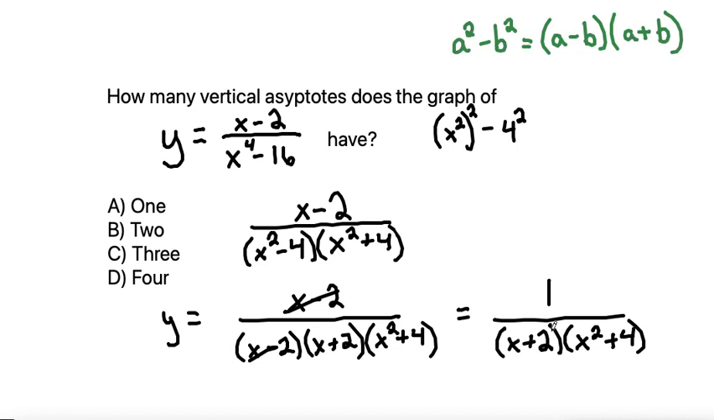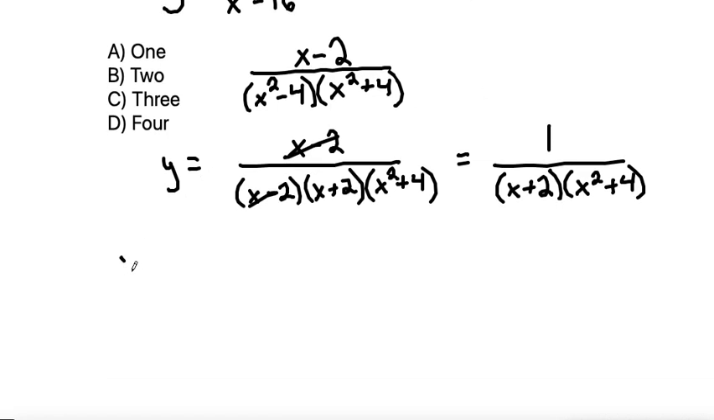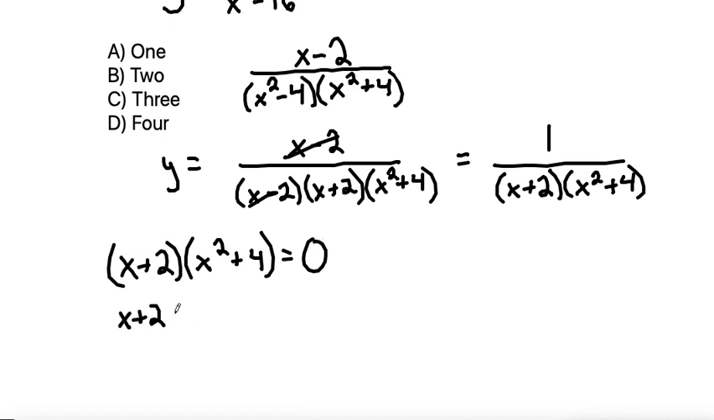Once we've canceled all the common factors on top and bottom, to find our vertical asymptotes, we set what's left in our denominator equal to 0. So if we set x plus 2 times x squared plus 4 equal to 0, we can remember our zero product property. That means we can set each of our factors equal to 0 separately. So x plus 2 is equal to 0, and x squared plus 4 is equal to 0.